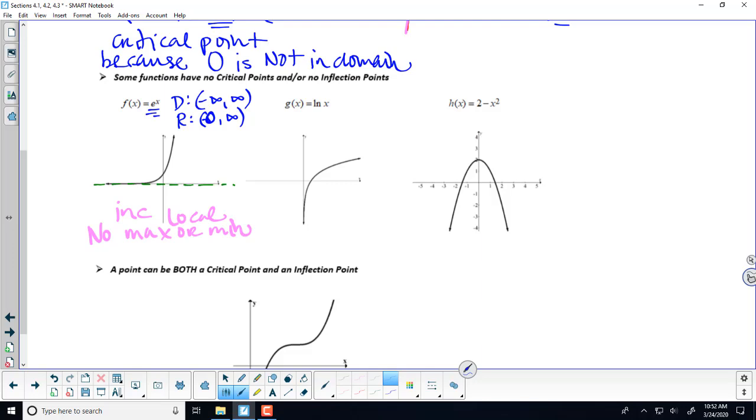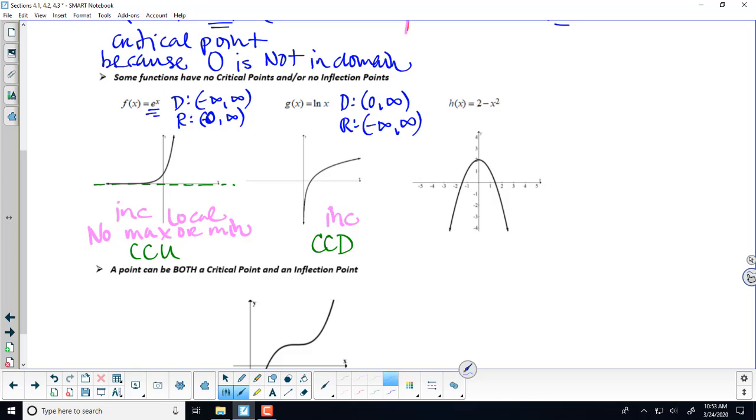Here's natural log of x. Remember the domain is only positive real numbers, but here the range, the y values, are all real numbers. Once again, it's only increasing. So there is no max or min. And this one, I should say, is always concave up over its domain. This one is always concave down over its domain. So it's not changing concavity, has no critical points, no inflection points.